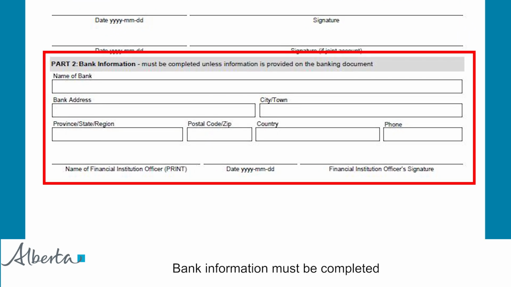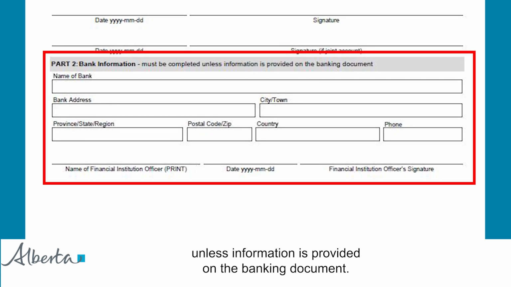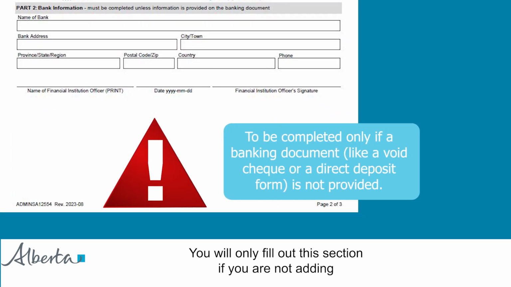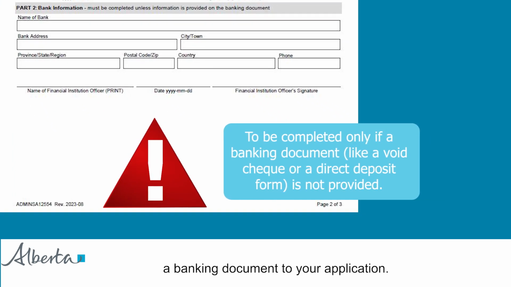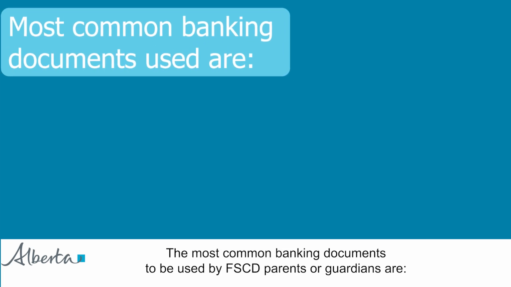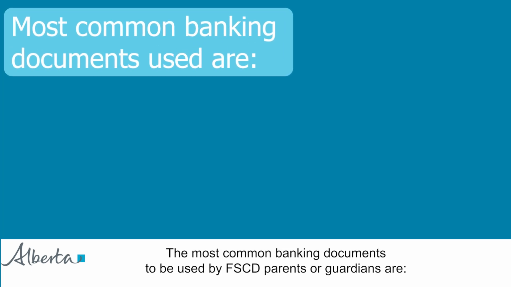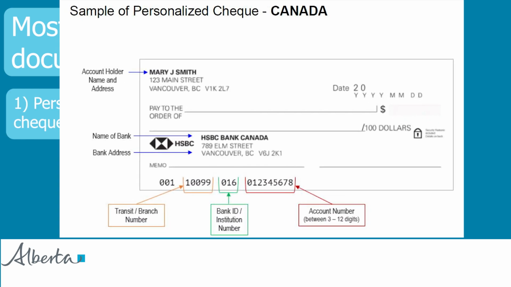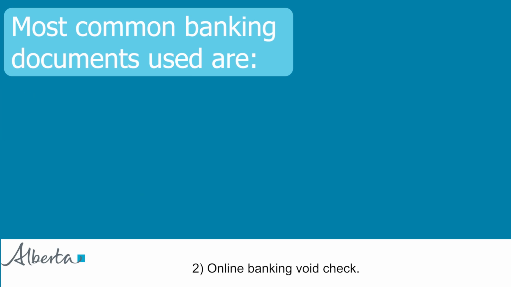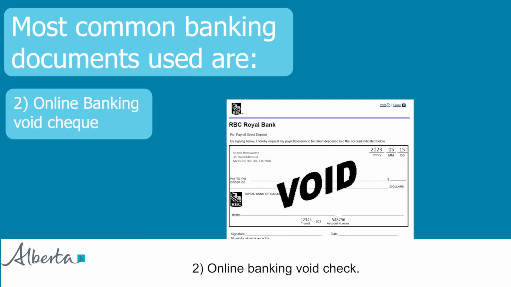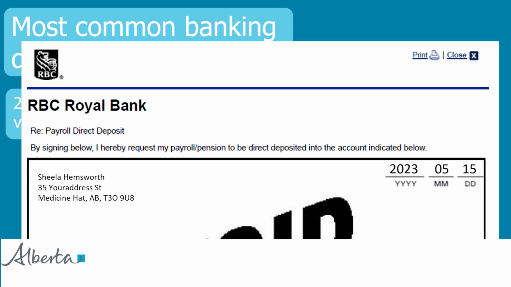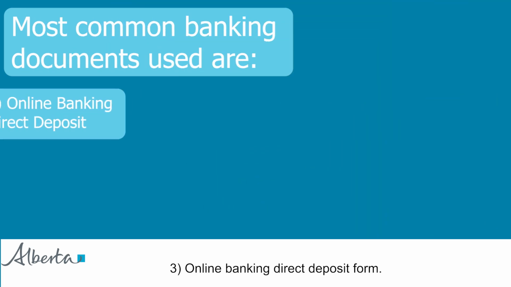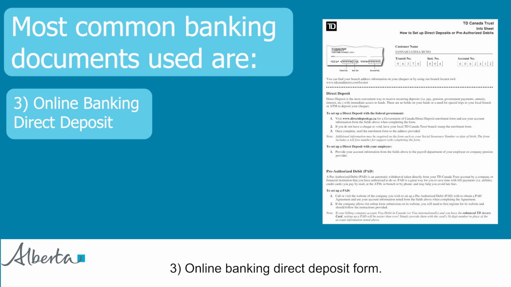Part 2, Bank information, must be completed unless information is provided on the banking document. You will only fill out this section if you are not adding a banking document to your application. The most common banking documents to be used by FSCD parents or guardians are 1. Personalized void check. 2. Online banking void check. And 3. Online banking direct deposit form.